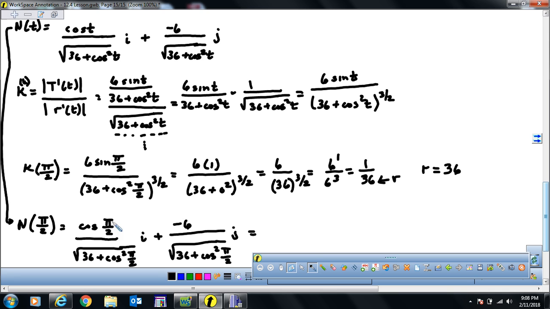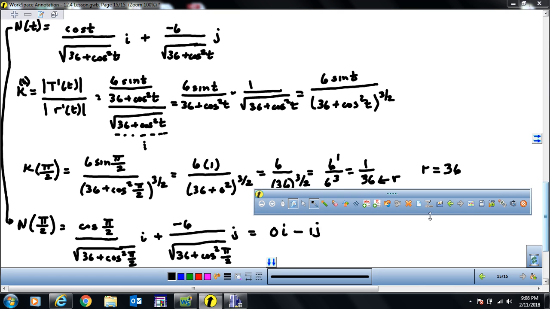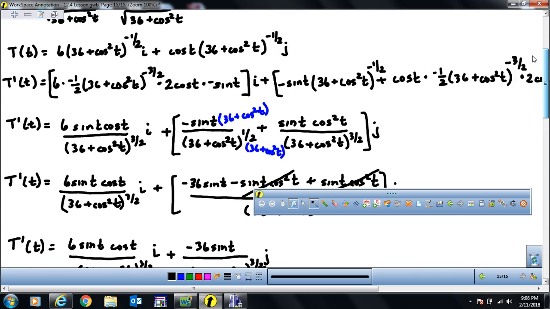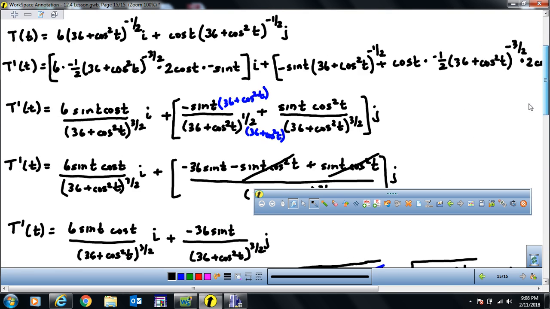So cosine of pi over 2, we said it was 0. So that's 0 divided by 6, which is going to be 0, so that's 0i. And that negative 6, and then cosine of pi over 2 is 0. 0 squared is 0, plus 36 is 36. The square root of 36 is 6. So that gives me negative 6 divided by 6, which is negative 1j. This is the unit normal vector at that given point, 3 pi, comma, 1.